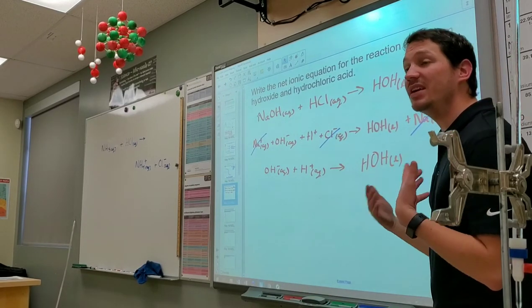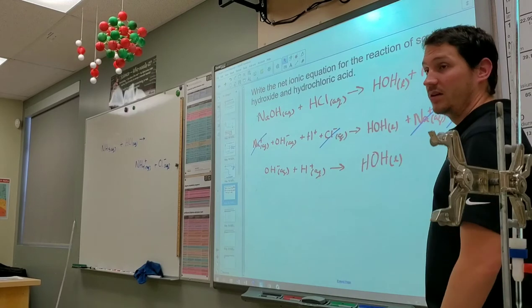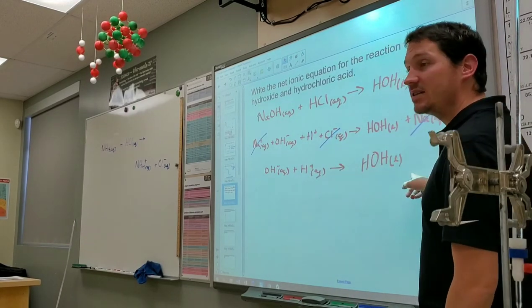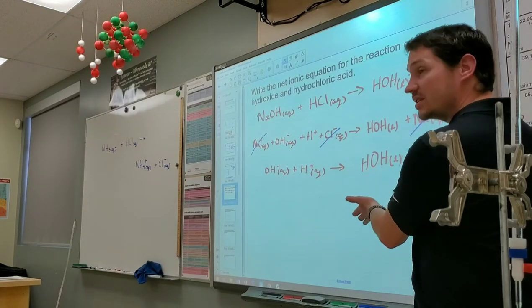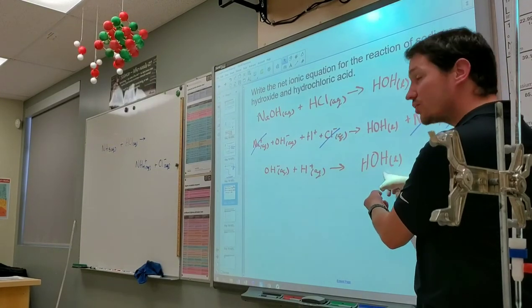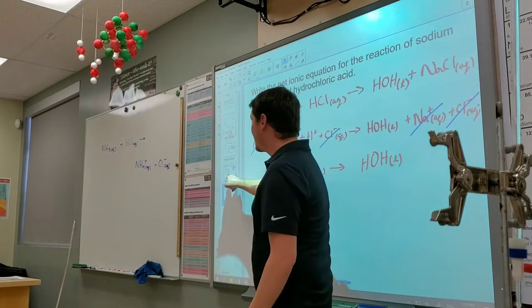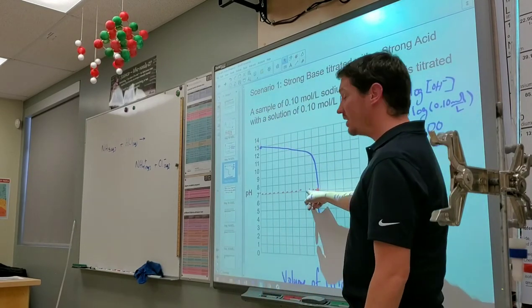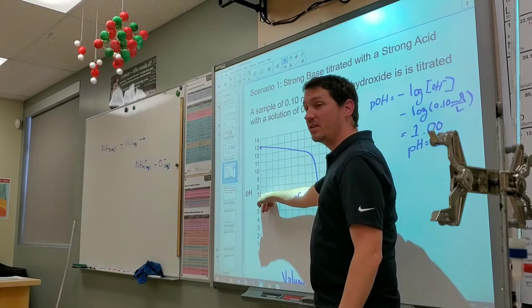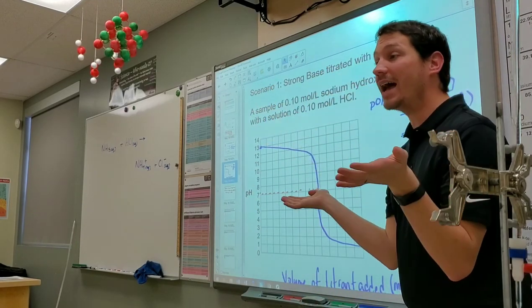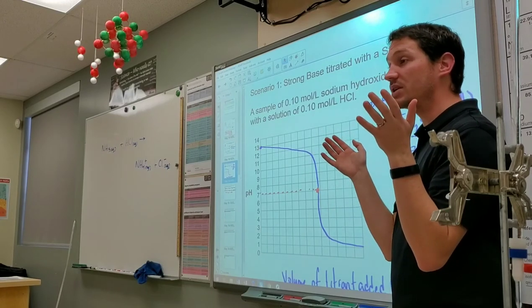And what's the pH of water? 7. When this reaction is all said and done, look at the products of this reaction. Are they neutral, acidic, or basic? Neutral. Does that explain why the equivalence point landed directly on 7? When this reaction is done, we only have neutral things in our solution.